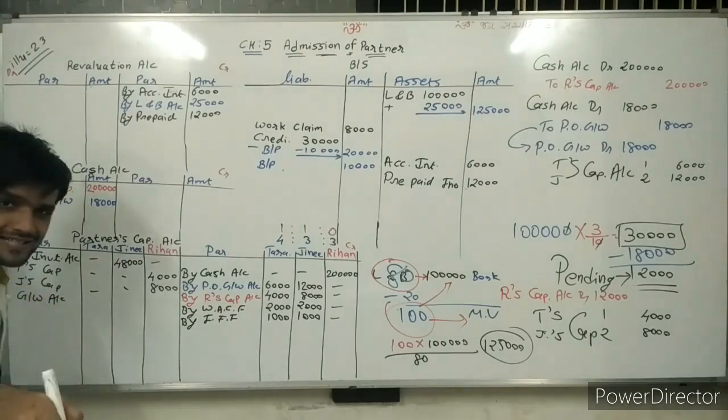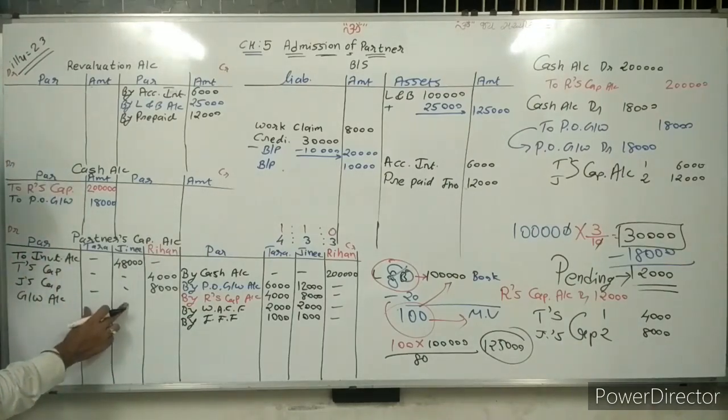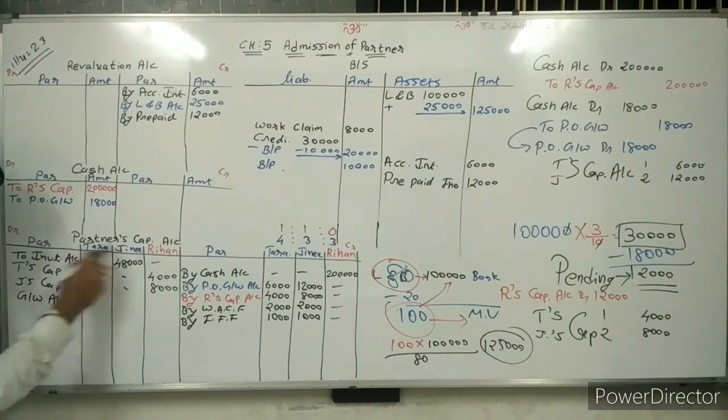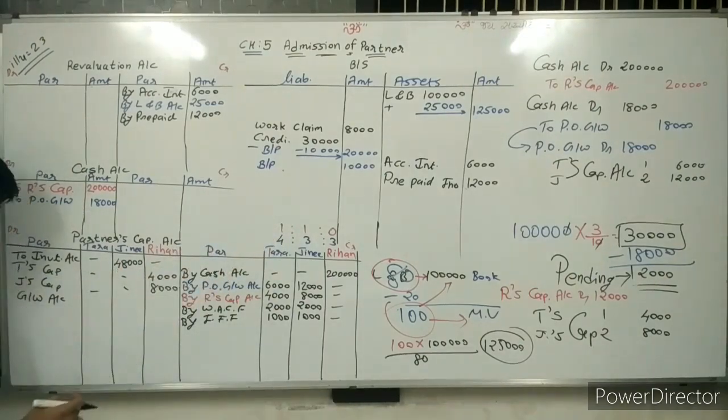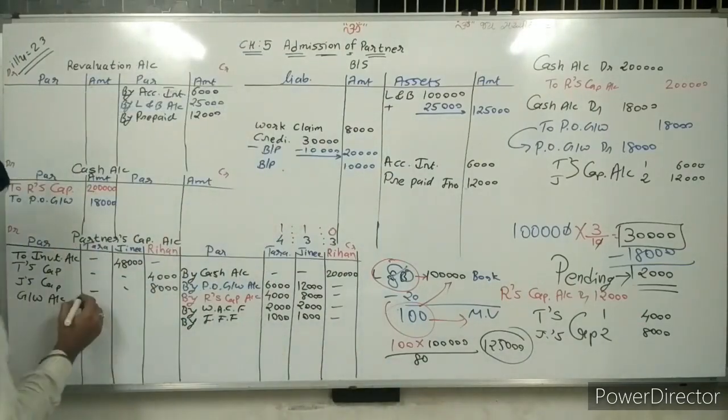That is given on the asset side. Asset means debit, so it is distributed to the debit side. Tarana and Jinisha in equal ratio. So what is the value of goodwill? 14,000, so 7,000 and 7,000.